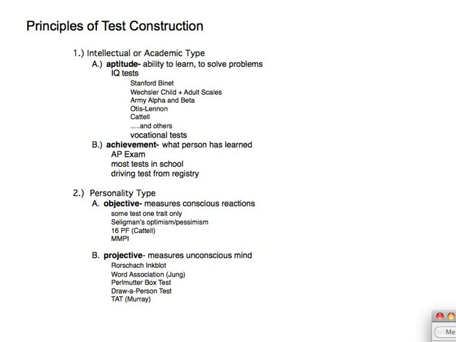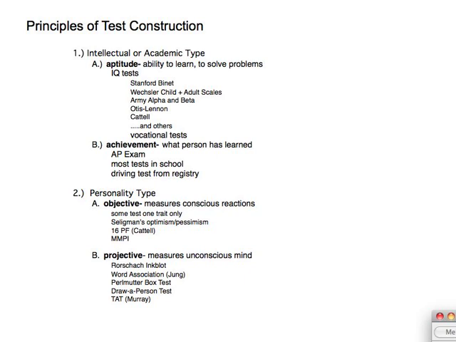The second category of tests is personality tests. We talked about these a little bit earlier in the year. Personality tests also take two different types. The objective type, which is a simple paper and pencil, usually multiple choice measure of someone's conscious reactions to test questions. There can be some tests that look at just one single personality trait and others that are more comprehensive. One of the more popular objective personality tests is the MMPI, the Minnesota Multiphasic Personality Inventory, which is one that's still used today.